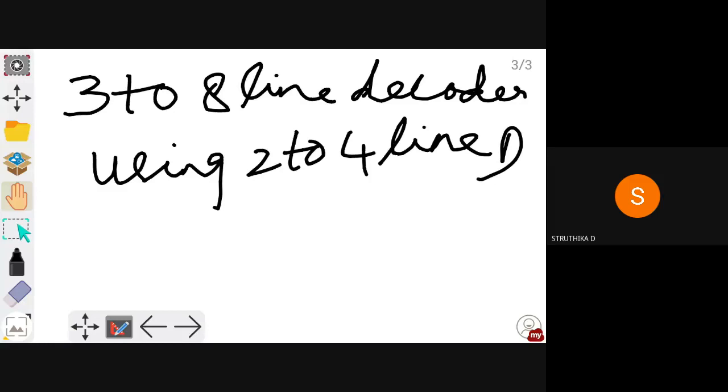8 outputs கிடைக்கணும்னா இங்க 2 to 4 லைன்ல 4 outputs தான் கிடைக்கும். So அப்ப 8 outputs கிடைக்கணும்னா எத்தனை 2 to 4 line decoder யூஸ் பண்ணுவ? 2, ma'am. 2 to 4 line decoder you are going to use.